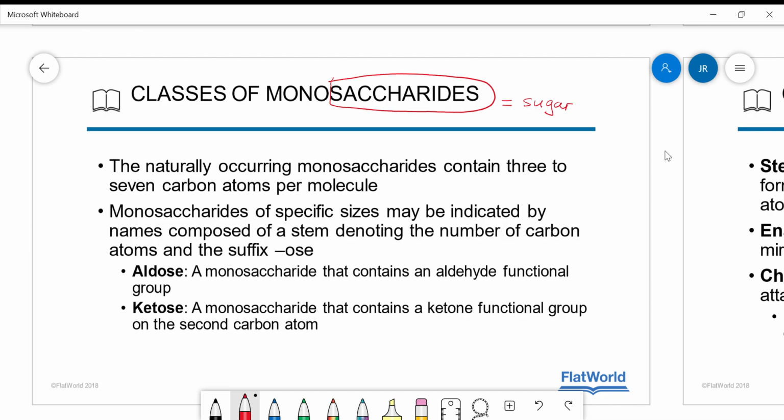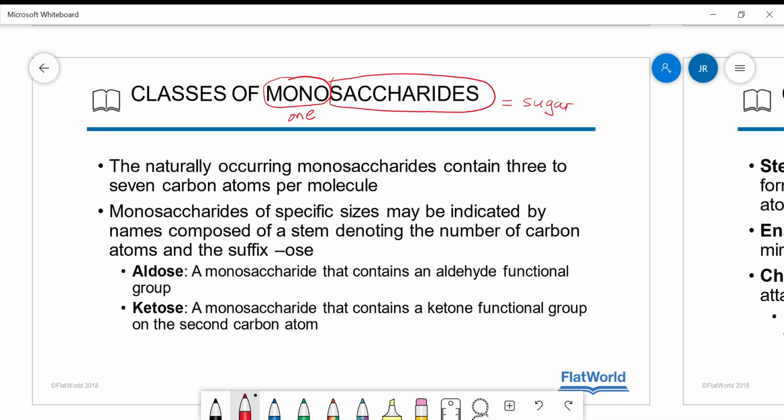Mono means one. So a monosaccharide is one sugar molecule, and essentially it's the building block of more complicated sugars. A monosaccharide is one sugar unit, and it's essentially the building block.